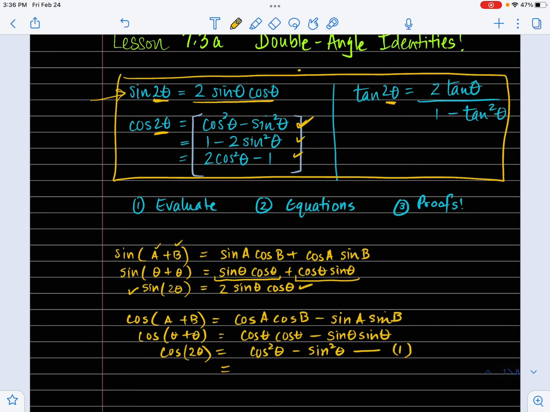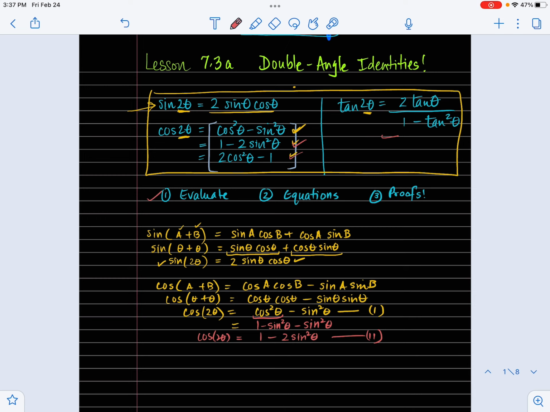If I play around with this formula a little bit, cosine squared theta can be technically replaced with 1 minus sine squared theta based off of the Pythagorean identity. And then the minus sine squared theta, if I just carry it over, I have 1 minus 2 sine squared theta here. And that gives me the second formula for cosine 2 theta. So it's nothing but playing around a little bit. That gives me the second one, and similarly get the third one. Similarly, the tangent 2 theta formula was derived with tangent a plus b. So let me jump on to using these double and half angle formulas.